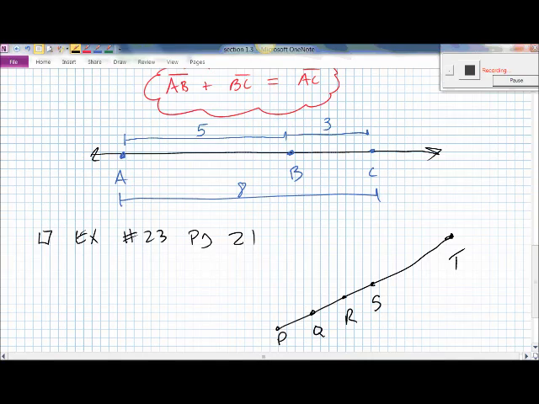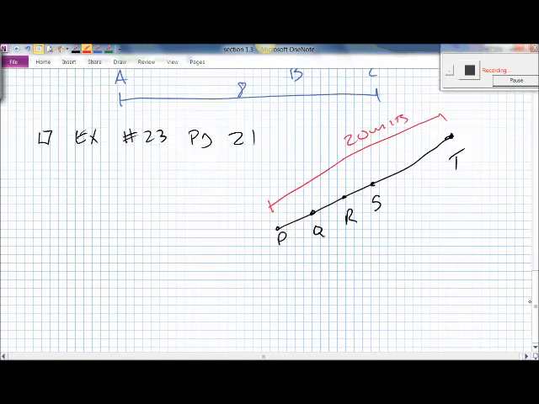How far is it from P to T? Yeah, 20, right? So all of this is 20 units, right? Okay, great. What else do I know? QS is 6. Yeah, from Q to S is 6 units, right? What else do I know? PQ equals QR. Oh, yeah. It says that PQ is equal to QR, which is equal to RS. Which means they're all the same length. Very good.